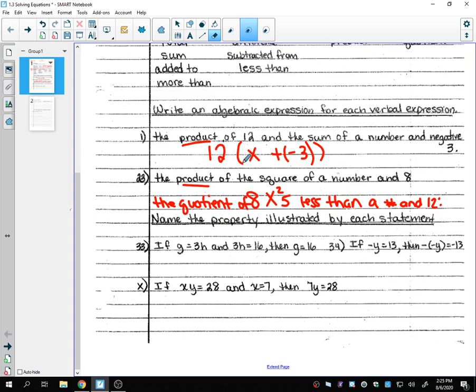Oh, there it is. Goodness. That was from before, okay?